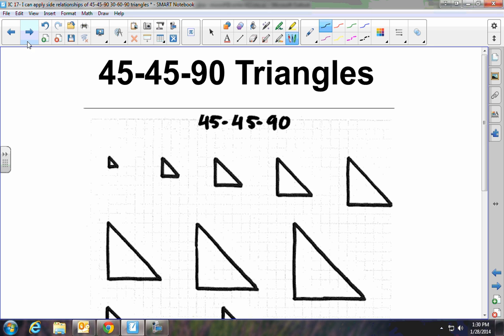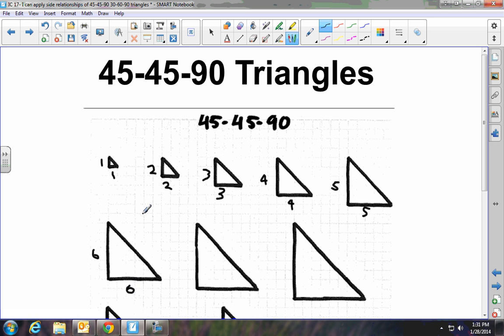Let's start off with 45, 45, 90 triangles. And I've got a series of them here. You can see this first one here is actually 1 by 1, and this one's 2 by 2. We've got 3 by 3, and so forth. Let me just label a couple more here. 5 by 5, and we'll go to 6.